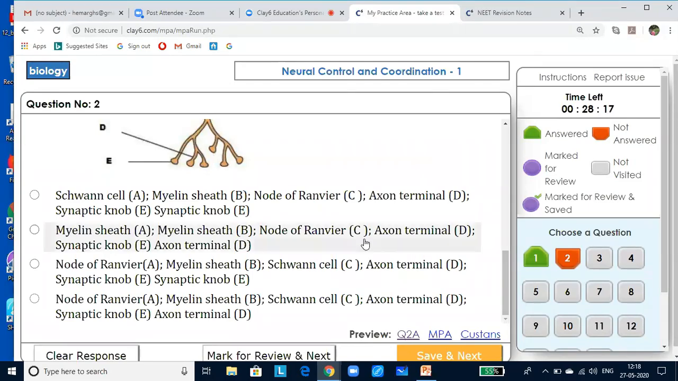Now let us look into it. Schwann cell. So the first one is Schwann cell. So it is found only here. That means to say this is my correct choice. So let me click on it. Schwann cell, myelin sheath, nodes of Ranvier. D is axon terminal, synaptic knob and synaptic knob.